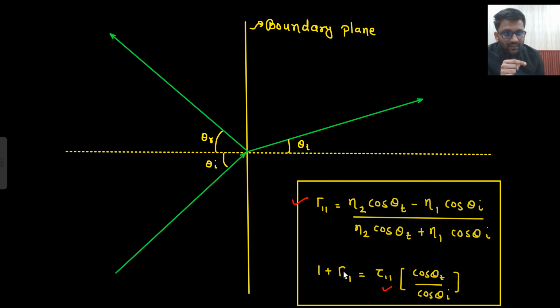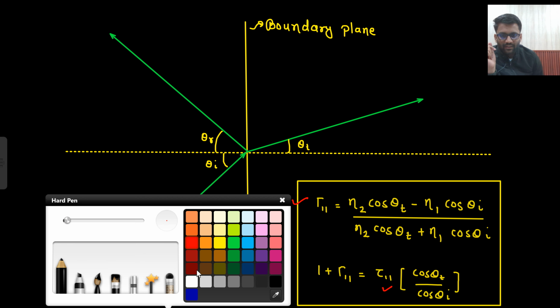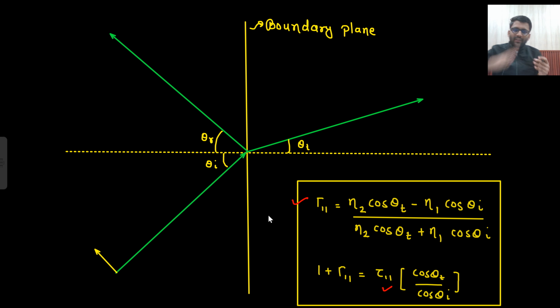The assumption is that the incident and reflected magnetic fields will be in opposite directions. What do I mean by that? Let's say this is my incident electric field. This is my incident wave. This is my boundary plane. So the wave is incident, this will be reflected, and this will be transmitted. Incident, reflected, transmitted. Now on this incident wave, this is my incident electric field.